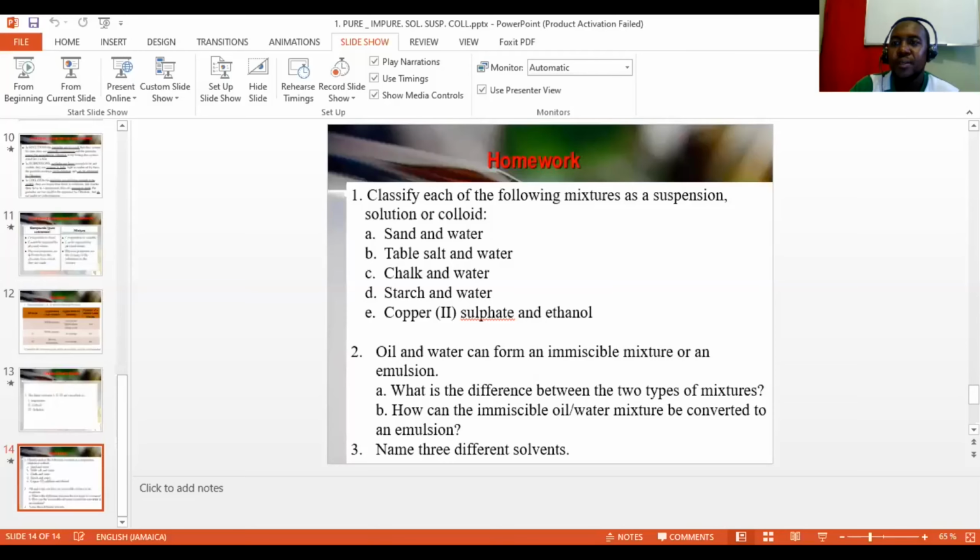All right, since we've now gone through our mixtures, impure and pure, let's look at how we separate different mixtures, what makes it possible for us to separate them, and which technique is preferred.